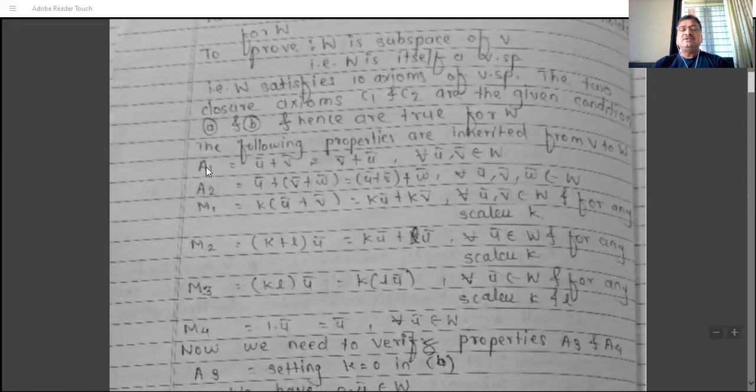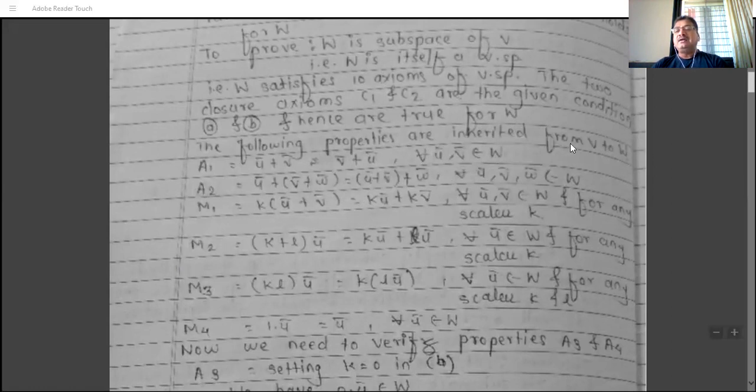And so these properties, what are they? A1, A2, M1, M2, M3, M4. These properties are inherited from V to W, because these A1, A2, M1, M2, M3, M4 are inherited properties.